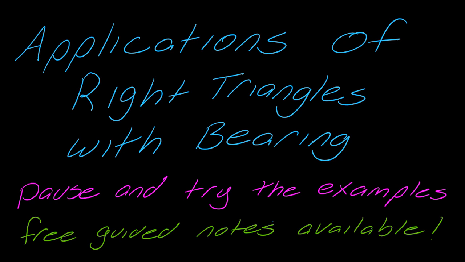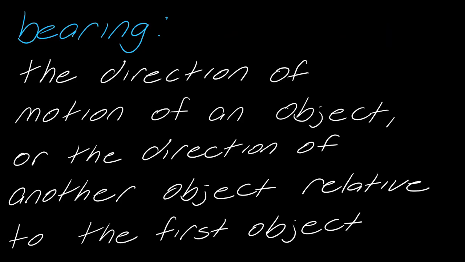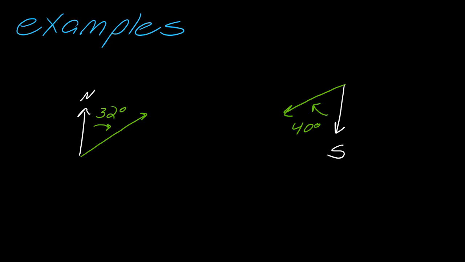So we're going to talk about applications of right triangles with bearing. So what is bearing, you ask? This is the direction of motion of an object or the direction of another object relative to the first object. These are very specific word problems, and a lot of times with bearing you're going to have a picture that comes up with them. I'm going to explain all of this in this video.